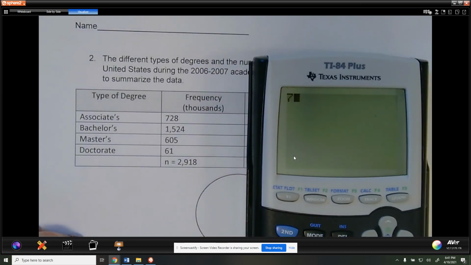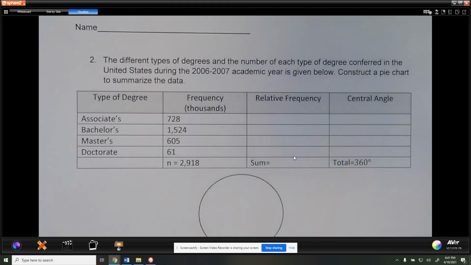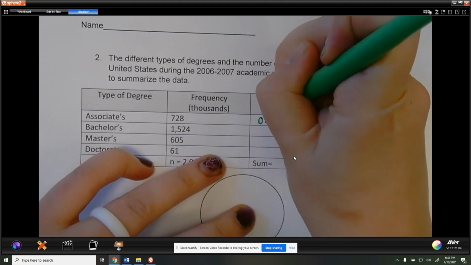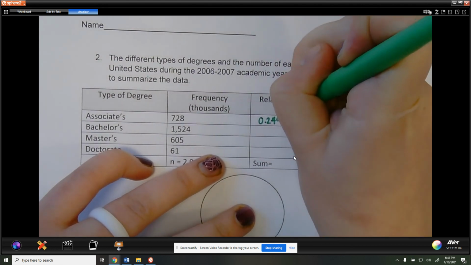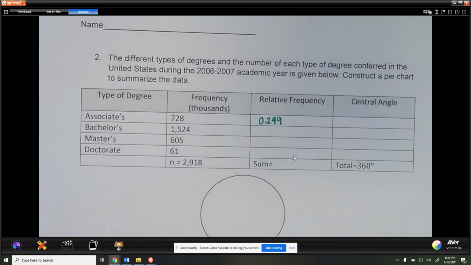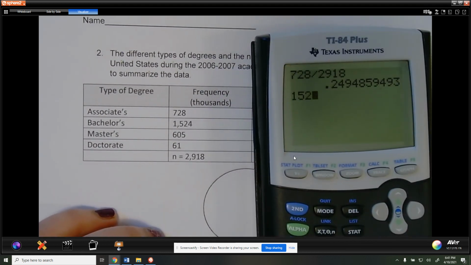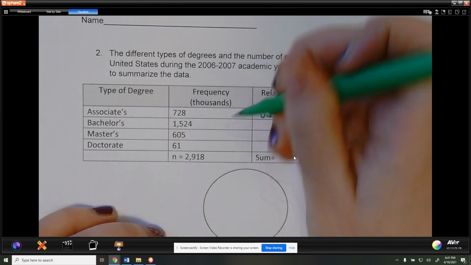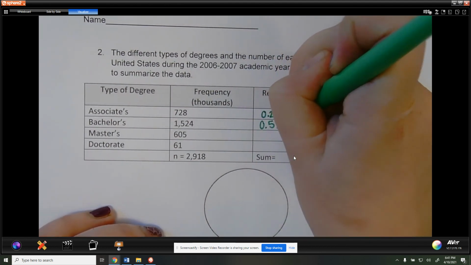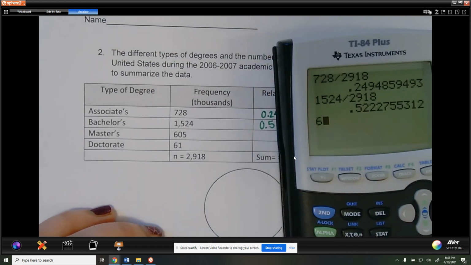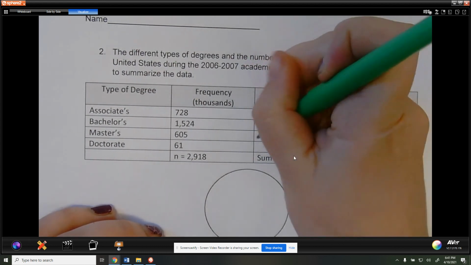All right, so 728 divided by 2,981. This is 0.249. I'll go 3 spots on all of these, which is fine. Then the next one, I'd have 1,524 divided by the same amount, the total. So this is 0.522. Then 605 divided by the total, about 20%.